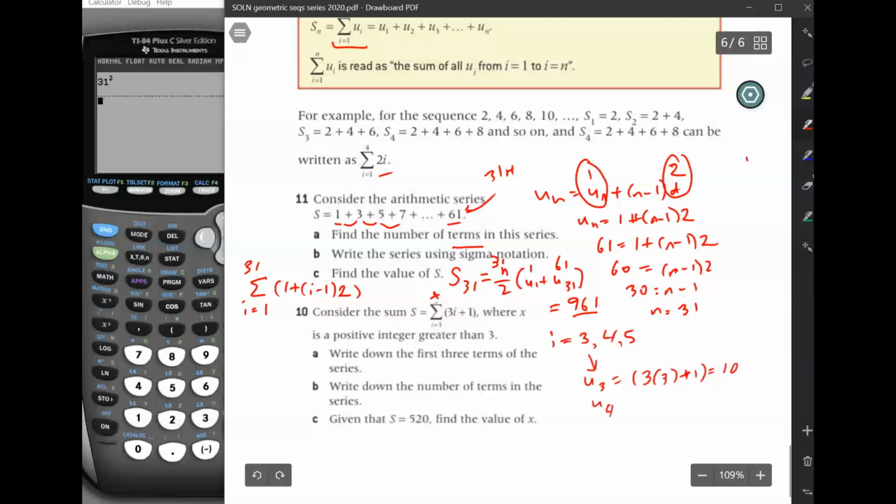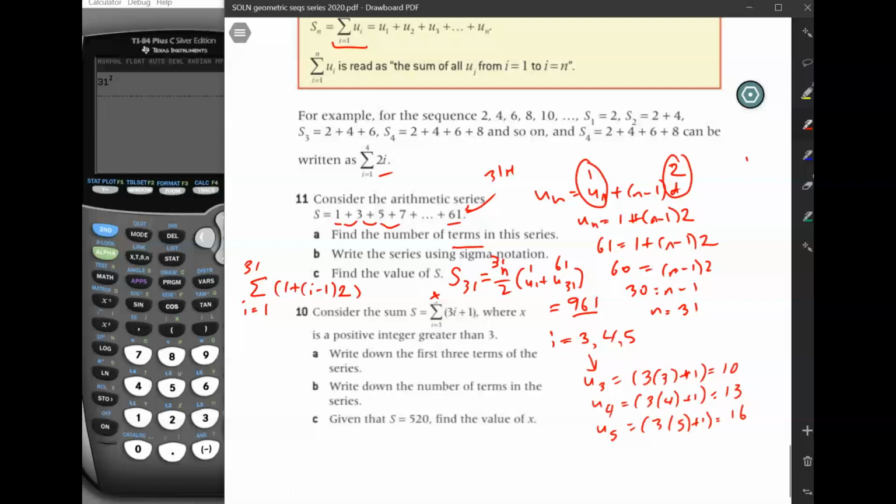What about U4? U4 is equal to 3 times 4 plus 1, which is equal to 12 plus 1, which is 13. U5 is equal to 3 times 5 plus 1, which is 15 plus 1, which is 16. So our sequence is 10, 13, 16. Okay, so that was that one.